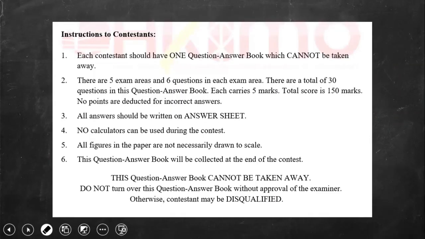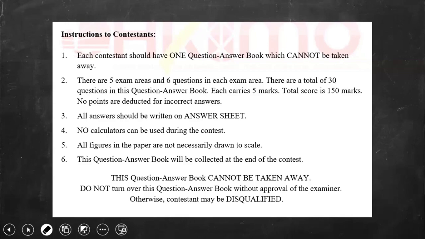Here are the instructions. Each contestant should have one question answer book which cannot be taken away. So this is a mock test of the real exam that you will be taking on site. Here will be the instructions of the actual test. You will have only one question answer book which cannot be taken away. And there are 5 exam areas and 6 questions in each exam area, so a total of 30. All answers should be written on the answer sheet. We'll be given an answer sheet and a solving paper on site, at the venue. So you won't need to bring your own, guys.